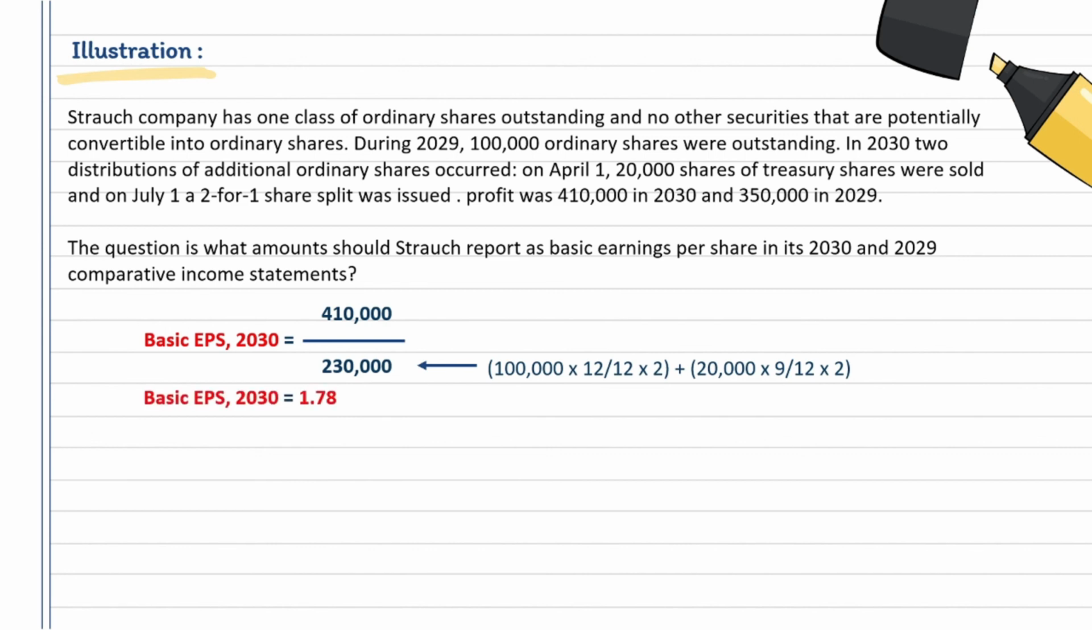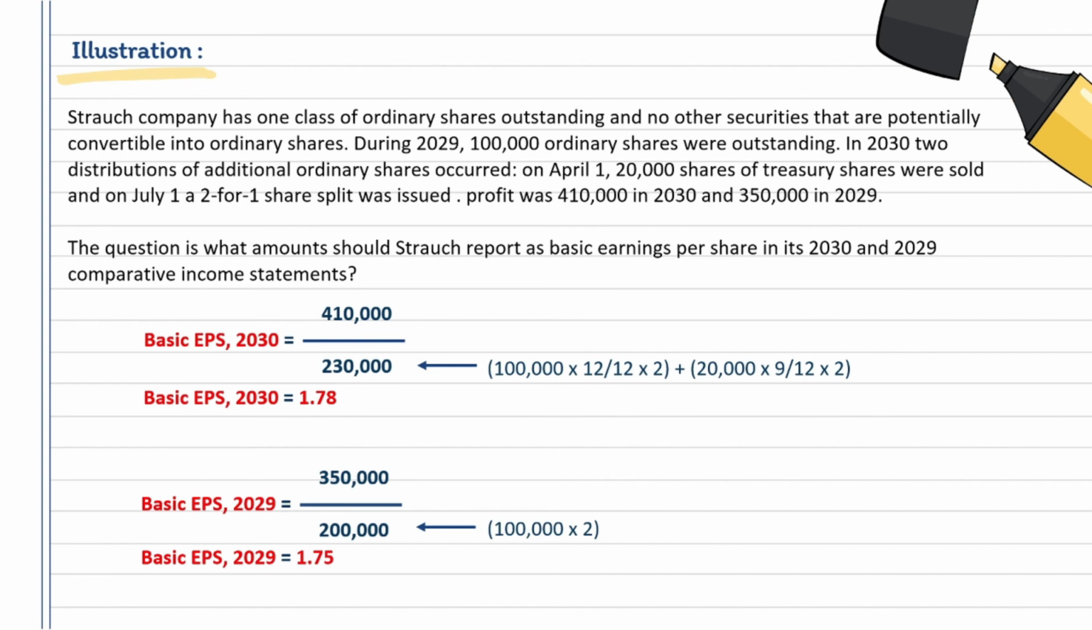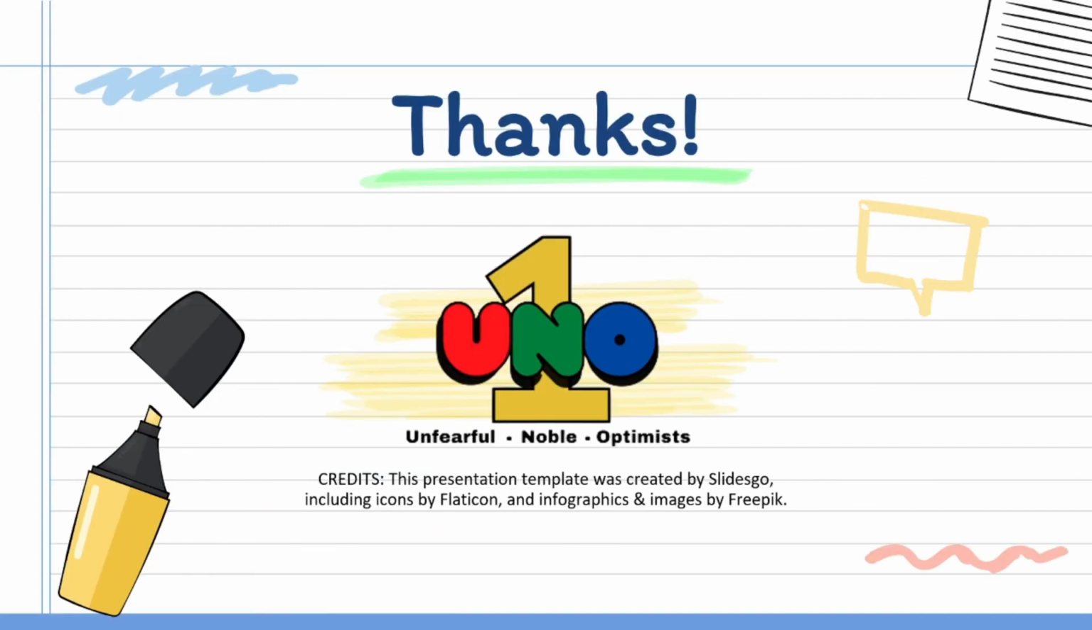Next, let's compute 2029. Basic EPS for the year 2029 will be equal to profit in 2029, which is 350k. There are no other securities here, so no preferred dividends. For our denominator, 100k shares outstanding times 2 because of the 2-for-1, which is equal to 200k shares. So 350 divided by 200k equals 1.75. So our final answer is 1.78 as the basic EPS for 2030 and 1.75 for the year 2029. Other topics like rights issue and diluted EPS we will discuss in the next video.